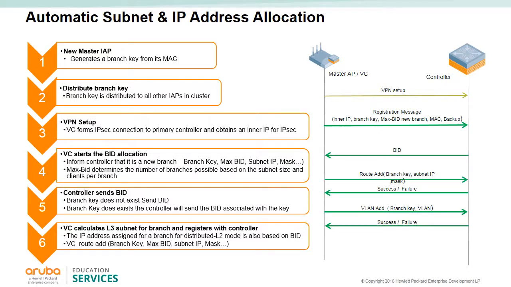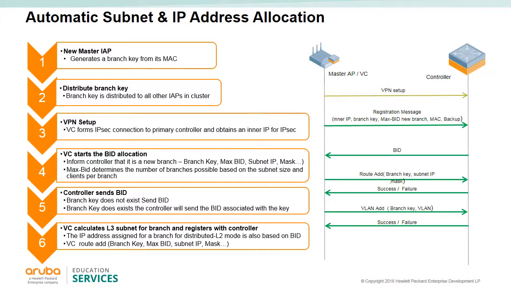In a distributed mode, the IAP will be assigned a bid branch ID. Let's look at the bid process. In a new branch, the VC AP generates a branch key from its MAC. The branch key generated by the VC is distributed to all IAPs in the cluster. This is done in case the VC fails and another IAP becomes the VC. It will have the same key.